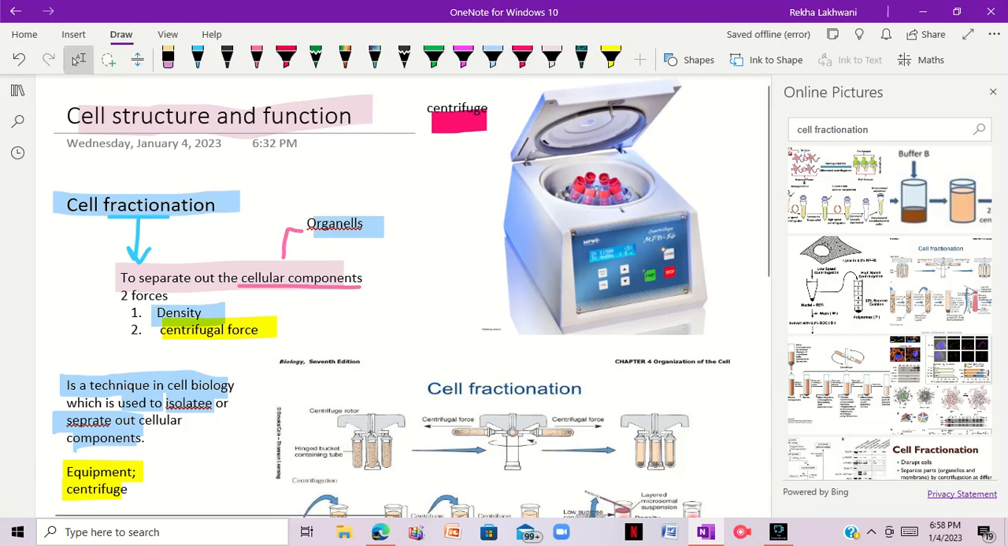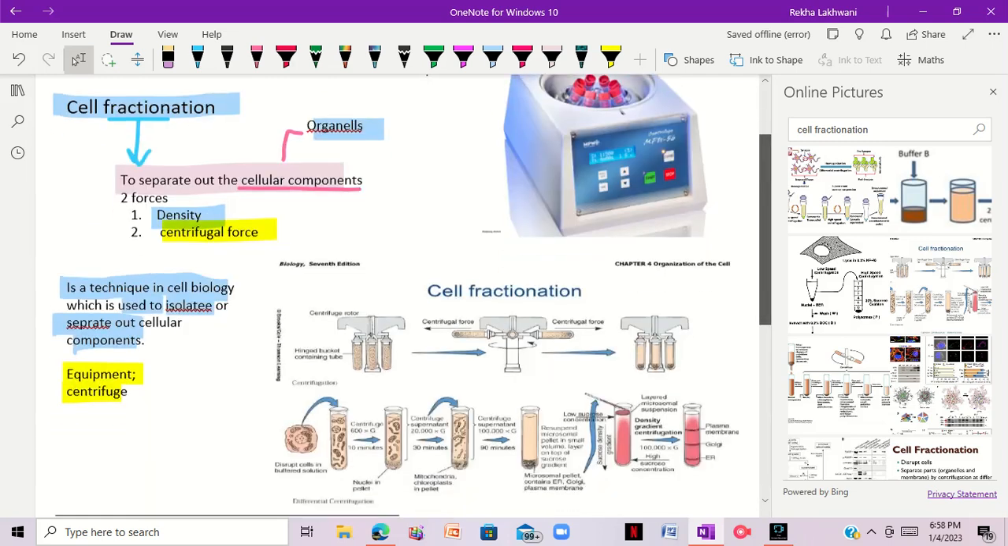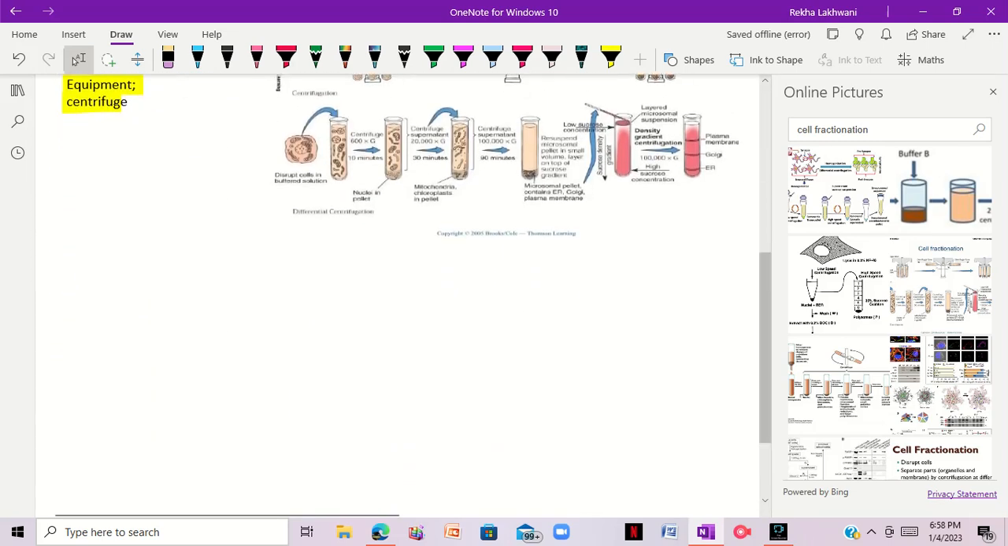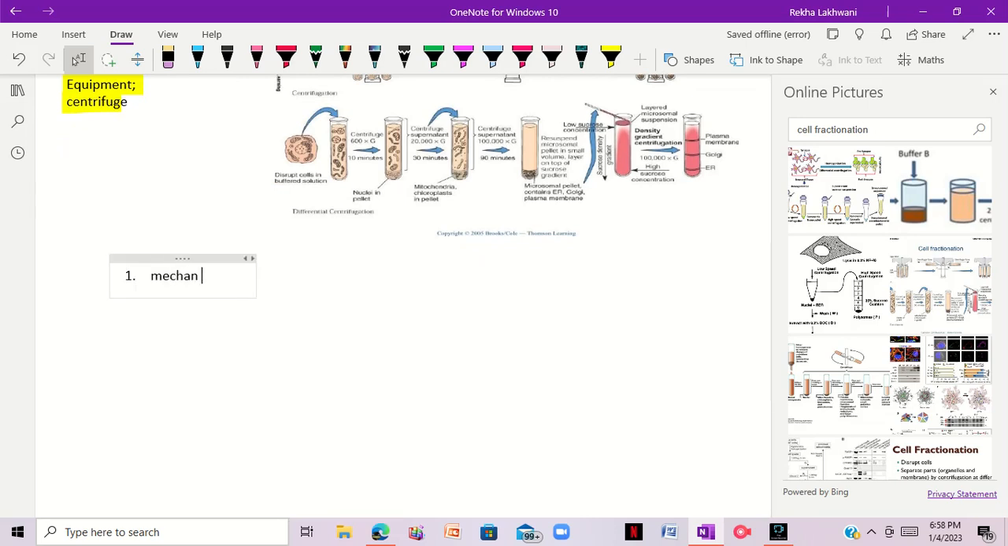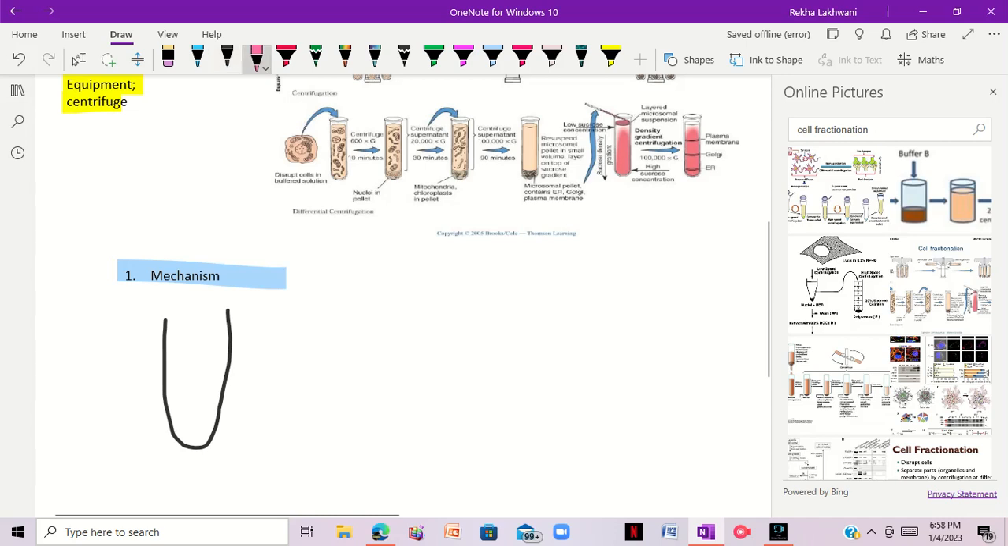Now let's look at the mechanism of how it's done. First of all, let's skip the theory and I'll give you the concept. Let's discuss the mechanism behind this. First of all, you will take a test tube which will be filled with tissues. Consider that these are all tissues.